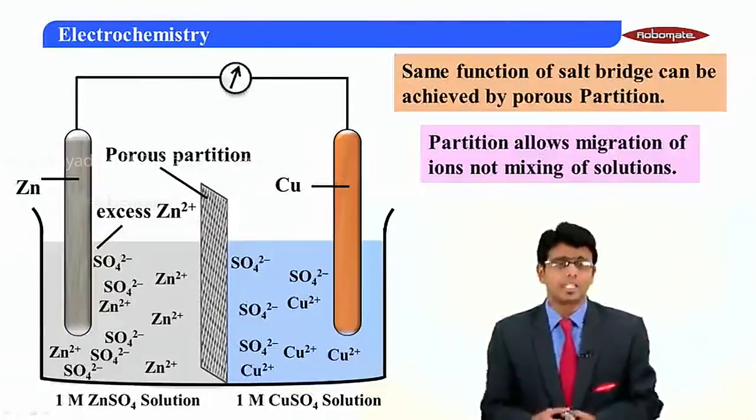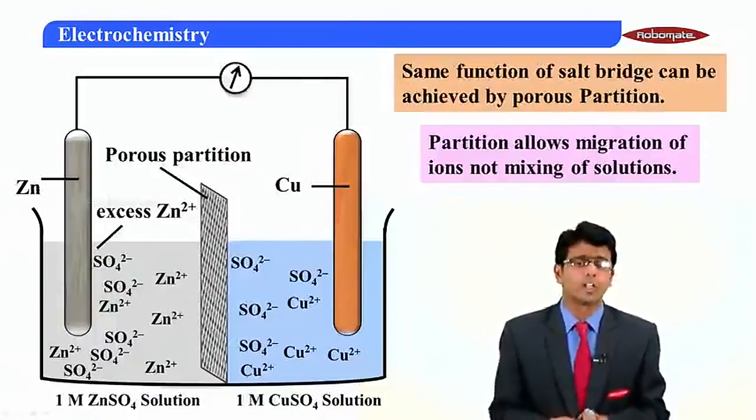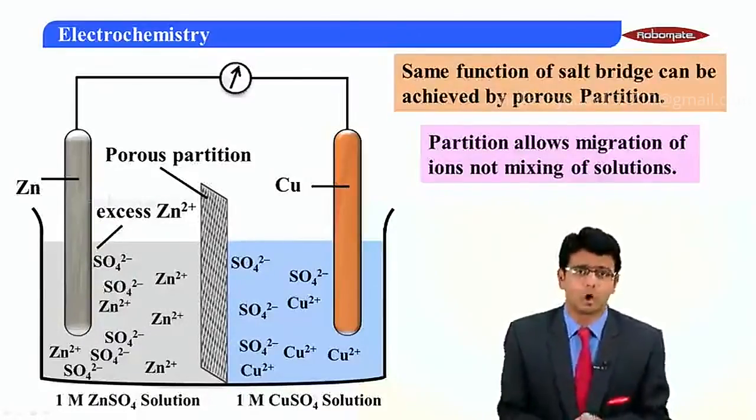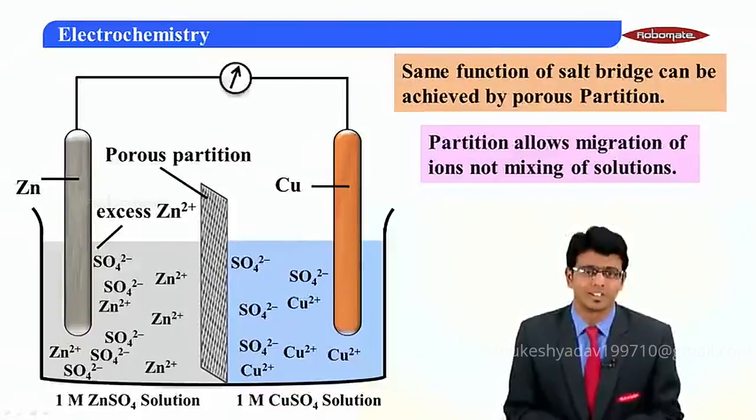So this is how we can allow the galvanic cell to function properly by using a salt bridge or a porous partition. I hope you have got a clear understanding of this particular module. Thank you all.